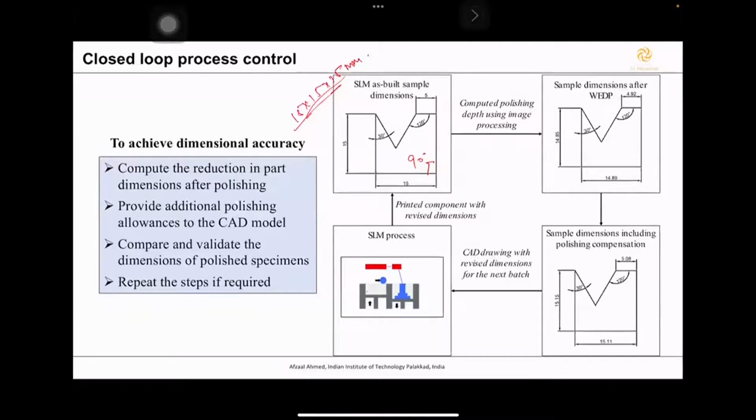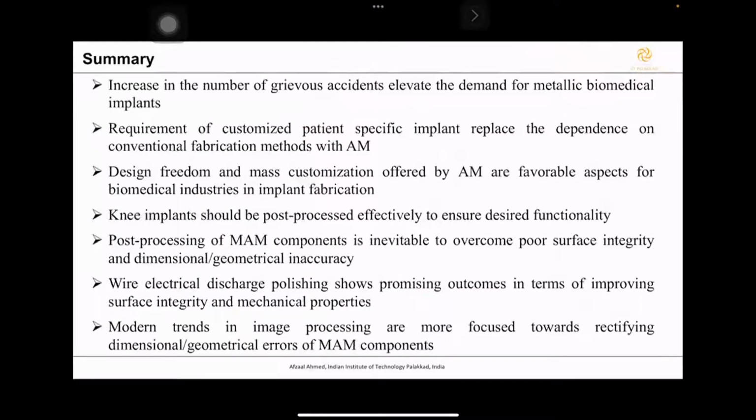You can see here, then it goes for polishing compensation. With our algorithm, we have found what the polishing compensation or polishing depth is for an acute angle, what the polishing compensation is for an obtuse angle, and what it is for a 90 degree angle. Now we know all these things based on our previous set of experiments.